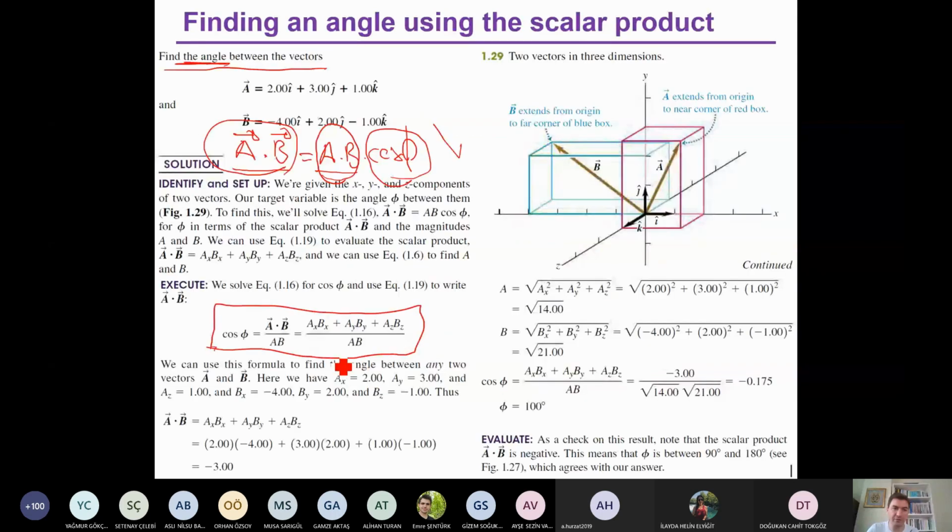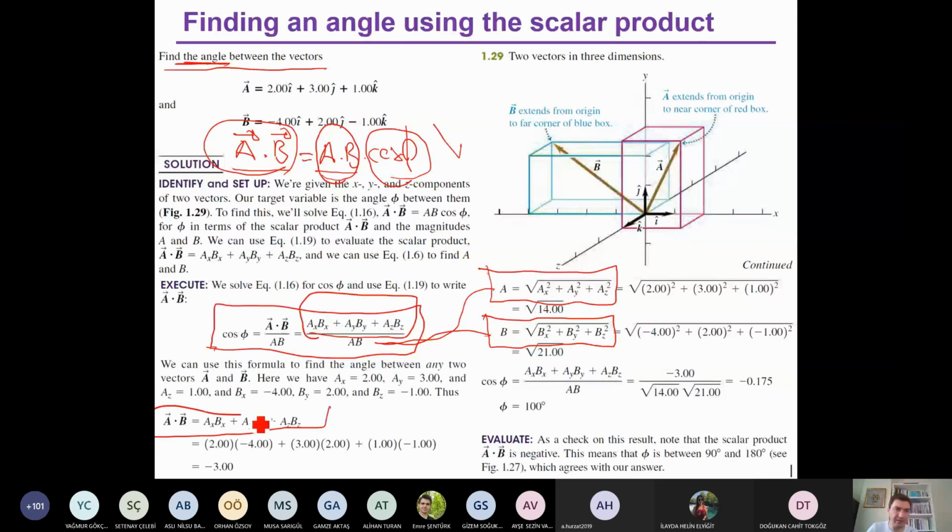So how to calculate A times B? A can be calculated like this. B can be calculated like this. These are the magnitudes of the A and B vectors, and take them, put it there. Okay, so now here, first of all, we have to calculate this one here. AX, BX. What is AX? AX is 2. Let me choose another pen. This is the AX, this is the BX. Plus 2 times minus 4. And what is AY? AY is this one. BY is this one. AZ is this one.